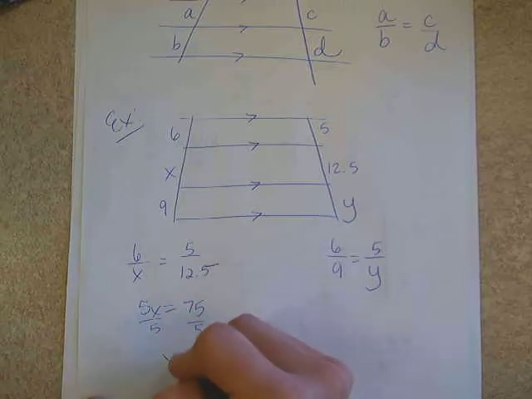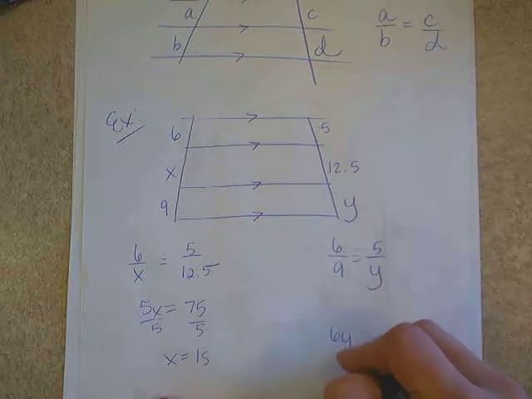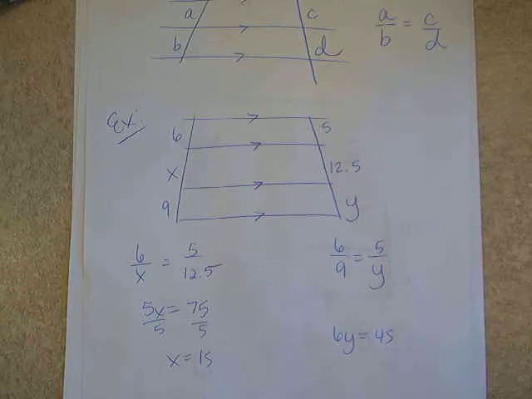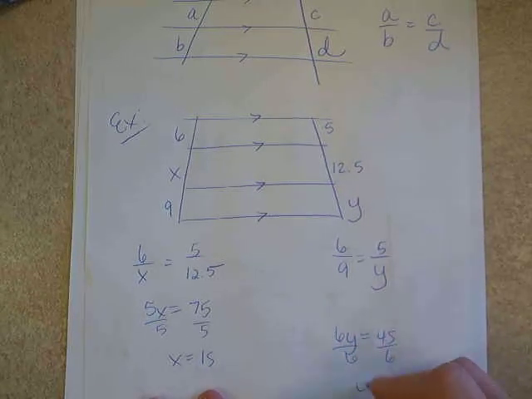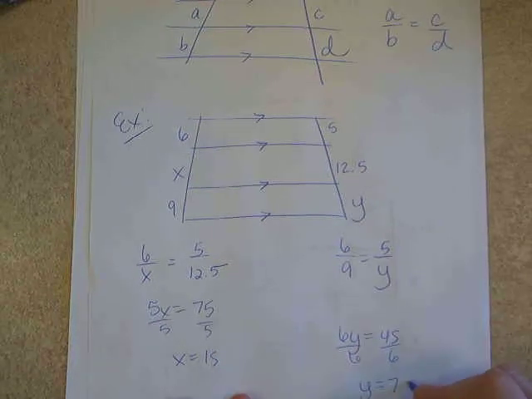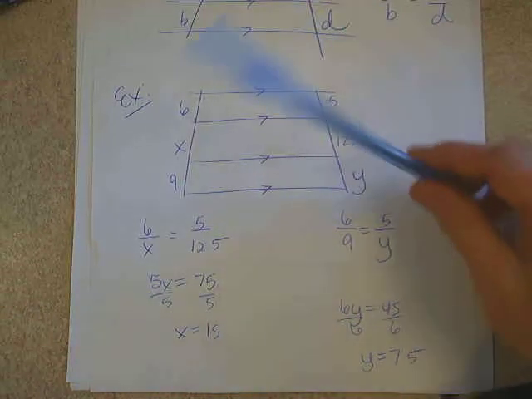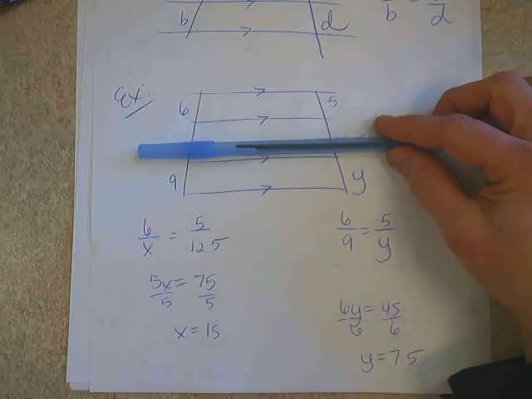So in this case, we have 5x equals 75. Divide out 5, and x equals 15, right? And over here, we have 6y equals 45. Divide out 6, and y is 7.5.